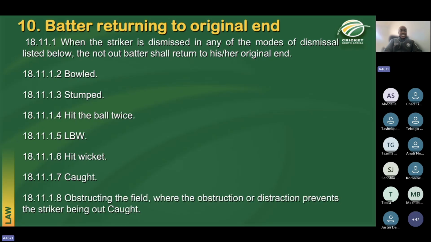When there is an obstructing the field dismissal, where the obstruction or distraction prevents the striker from being out caught, then the non-striker will remain or return to his or her original end at the non-striker's end.